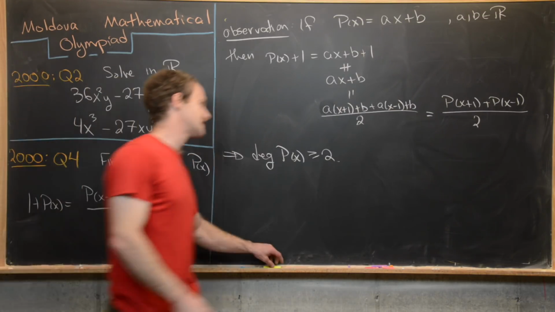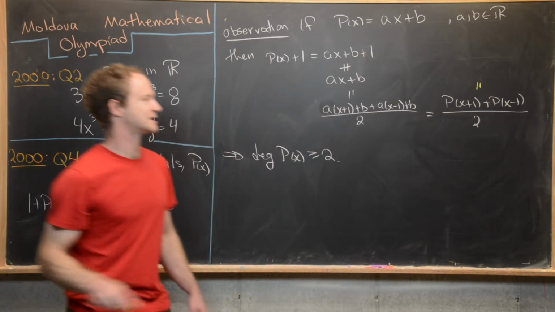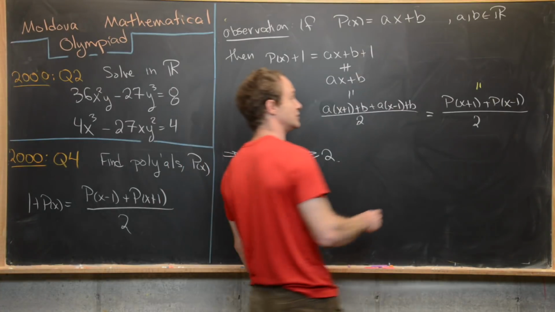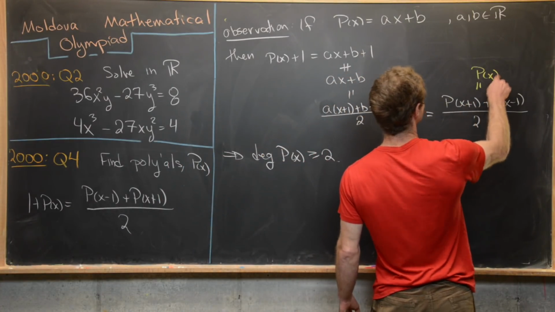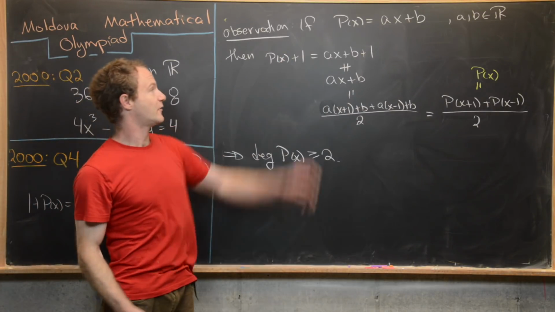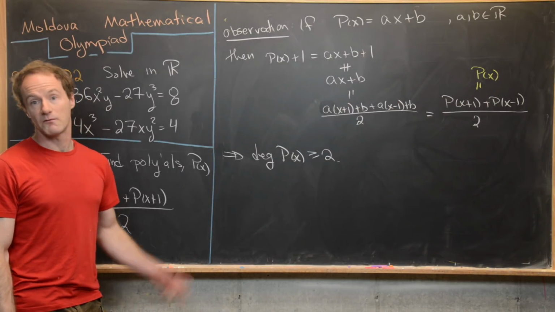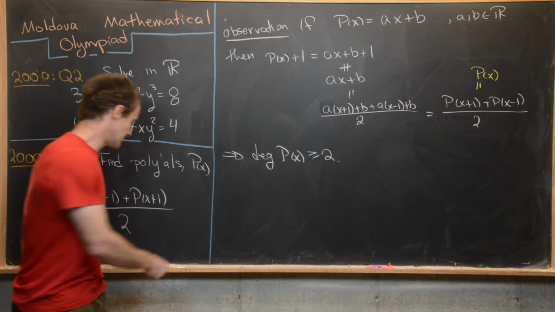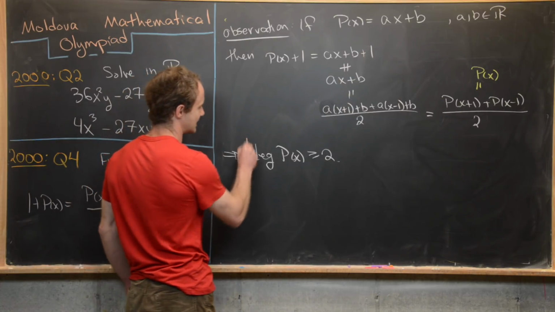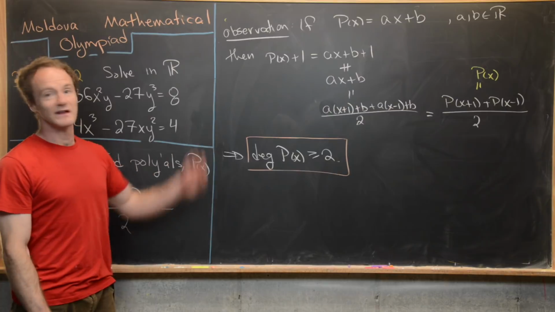And that hint is this observation right here, that this object, this p of x plus 1 plus p of x minus 1 over 2, is equal to p of x itself, not p of x plus 1, if we have a linear type polynomial. So that'll actually be pretty helpful, and we'll use that observation at the end. But at the moment, all we have is that the degree of p of x is bigger than or equal to 2. Okay, well, let's start with that.